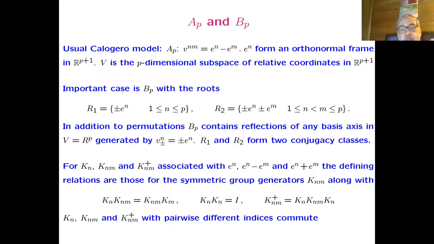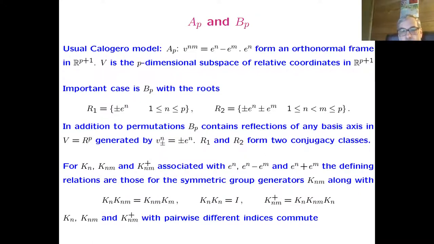A is simply the symmetric group where the root vectors are given by these vectors in the p-dimensional vector space where E form an orthogonal basis. Actually, one goes to R^(p+1) and then takes away the center of mass coordinates. So as a result, one is left with a p-dimensional space. Well, B_p is almost the same with the addition that one, in addition, can change the sign of every basis vector E_n. So this gives you the B_p series.